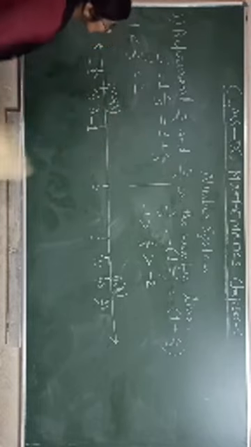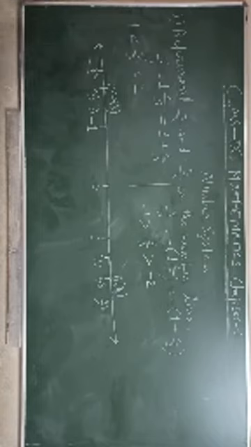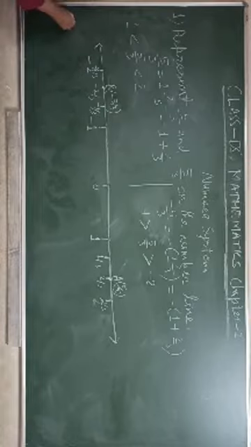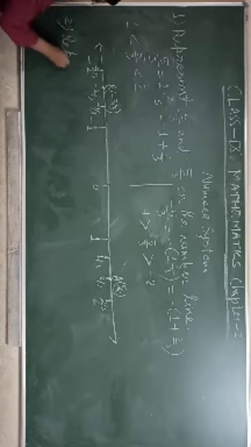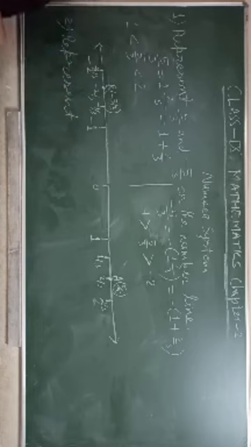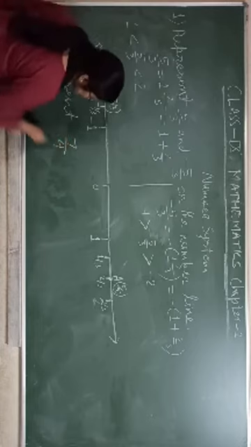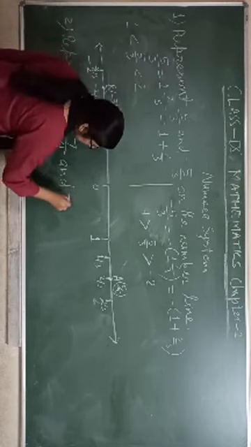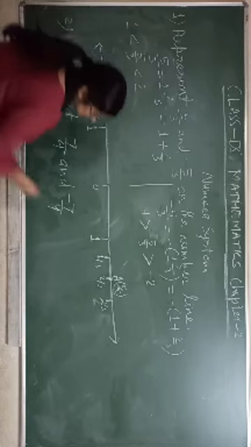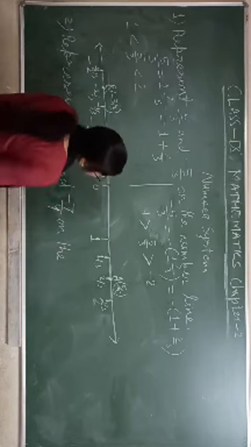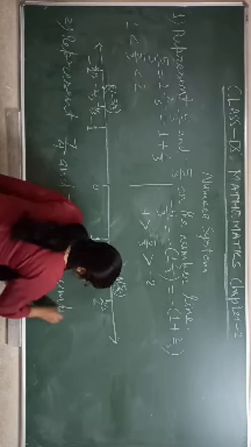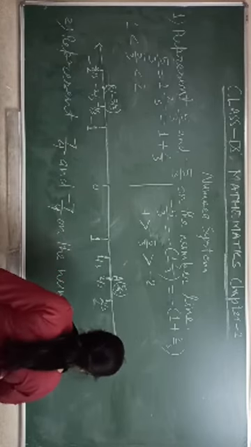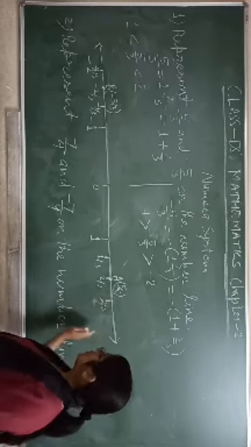So like that you have to solve this question. Hope you are understanding that one. I am giving you one question for practice. So you have to try this question also. Represent 7 by 4 and minus 7 by 4 on the number line. Okay, hope you are getting all this.